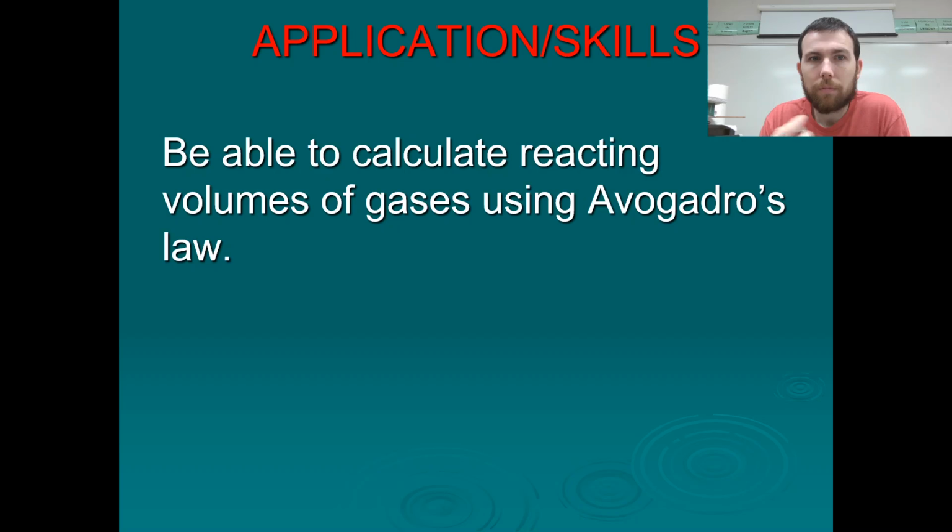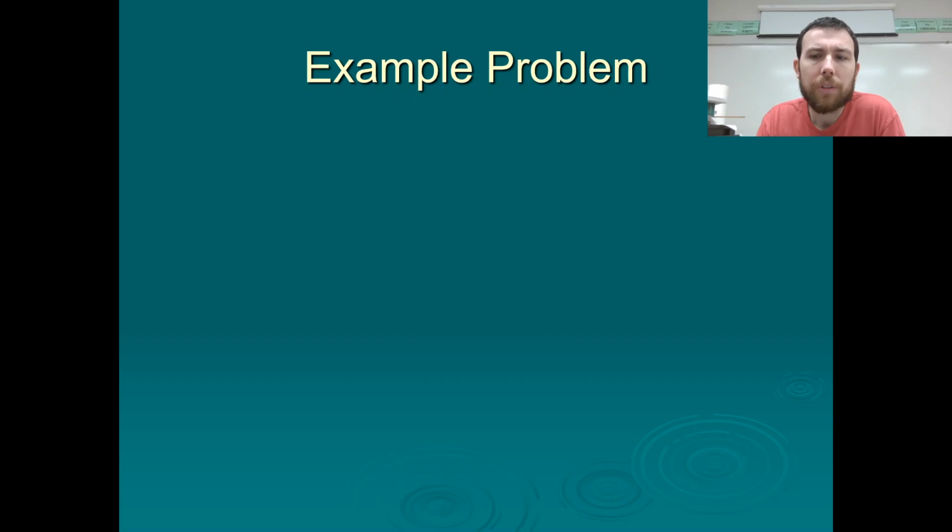Like I said, we'll be looking at how to calculate reacting volumes of gases using Avogadro's law, because his hypothesis proves true over a lot of given circumstances. And so it was converted into a law, and we can use that to help us understand how gases behave. So let's look at an example problem. I think that's the best way to analyze this stuff, right?